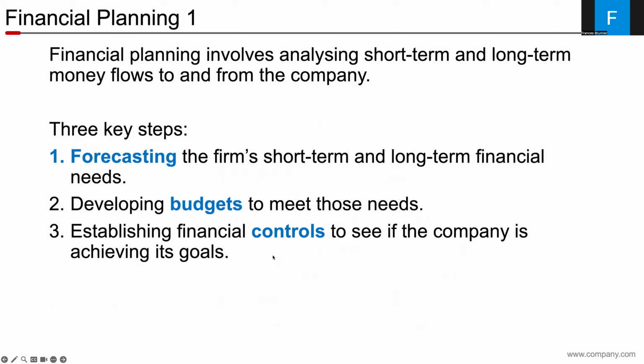So, in financial planning, we have three key steps. The first one is forecasting. Forecasting can mean short term or it can address long-term financial needs. Forecasting is just like forecasting in weather. We are predicting the future without having absolute certainty of the outcome, but we can predict to some extent based on the information that we have and what we know. Two, developing budgets to meet those needs.